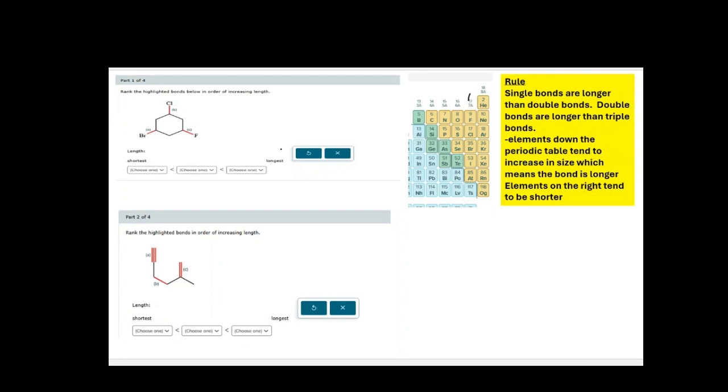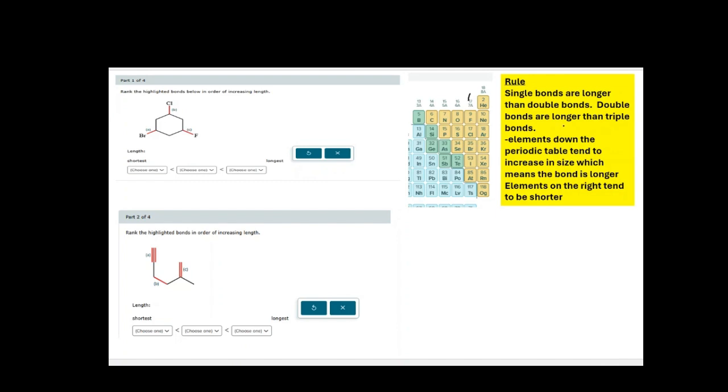So this one is fairly simple, and it's a refresher from what you learned in Gen Chem. The rules are fairly simple to solve this: single bonds are longer than double bonds, and double bonds are longer than triple bonds. You've got to think that a triple bond is holding the atoms tighter, which equals a shorter length.